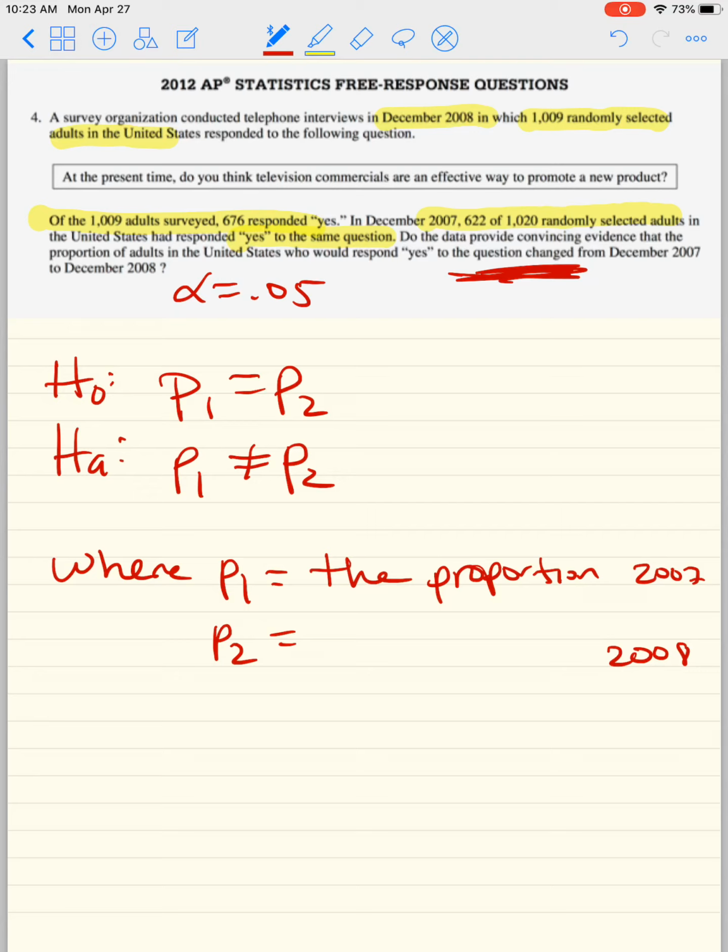In this problem, they told you it was random for each one of the 1,009 adults surveyed. So here was randomly selected, here was randomly selected. Anytime you're dealing with two populations, you must make sure that the conditions are satisfied for both populations. One other thing that we need to consider is that we have to assume that these 1,020 people are independent from the 1,009 people. In other words, no one really voted yes twice. So that's safe to assume.